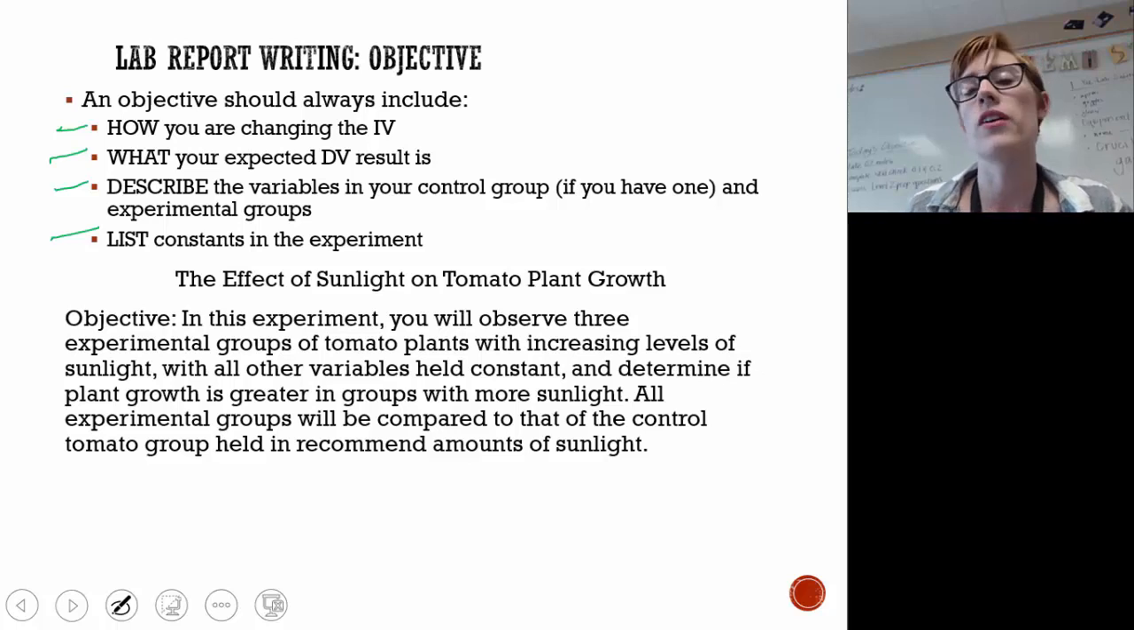And then also list all the constants in the experiment. And you don't have to list all of them because really there's like a million constants that I could come up with. But some of the constants in my experiment might be the fact that my soil is all the same, the fact that my watering is all the same, maybe the humidity is all the same, okay?